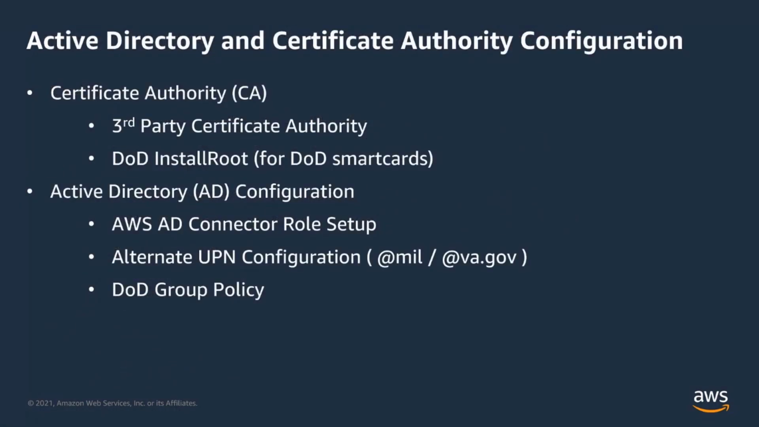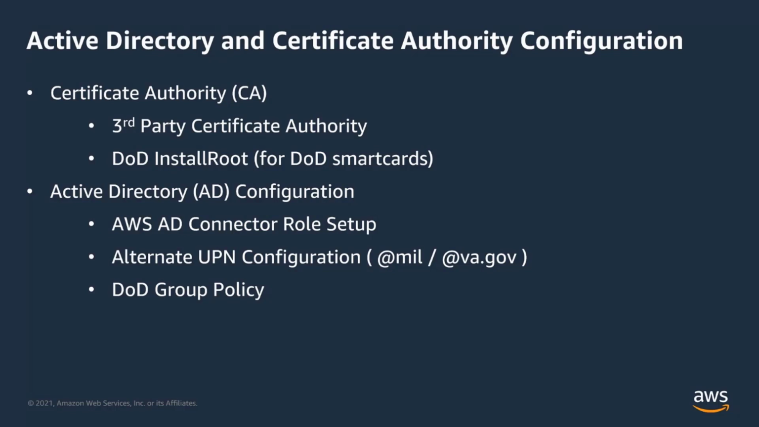In order to configure Active Directory for smart card authentication, the first step you'll need is to have a third-party certificate authority to use. That can either be one bought from a commercial provider or one hosted locally in Active Directory using Active Directory Certificate Services. Another option would be using an existing third-party certificate authority, such as DoD CA, which would allow you to use something like DoD Install Root to install the necessary certificates for smart card authentication.